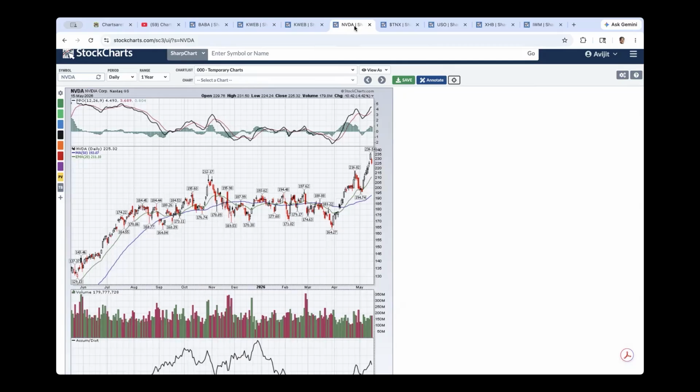Now, NVIDIA broke out of a key cup and handle pattern. This is its daily chart. We can see that 164 is the low end of that cup, it hit 216, pulled back to 194 to form a handle, then broke out. With that cup and handle breakout, you can notice that as the breakout came in, the PPO, the price performance percentage move, has climbed to a higher high.